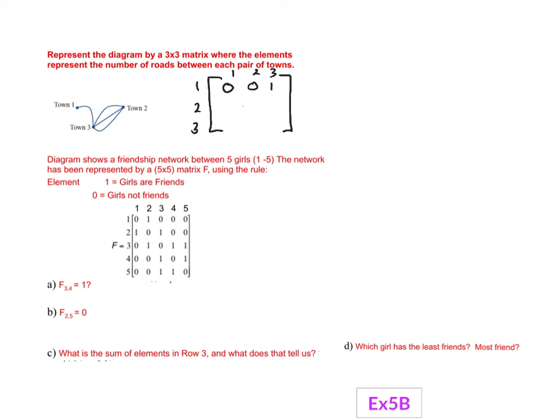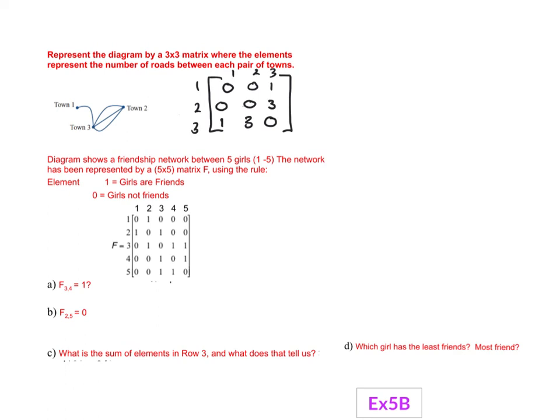Now, between 2 and 1, there's no path. Between 2 and 2, there's no path. Between 2 and 3, there's actually 3 ways. There's 3 paths there, so I put a 3. And between 3 and 1, and 3 and 2, there's 0. So you just write what there is. There's 3 paths between 3 and 2, so you put a 3.